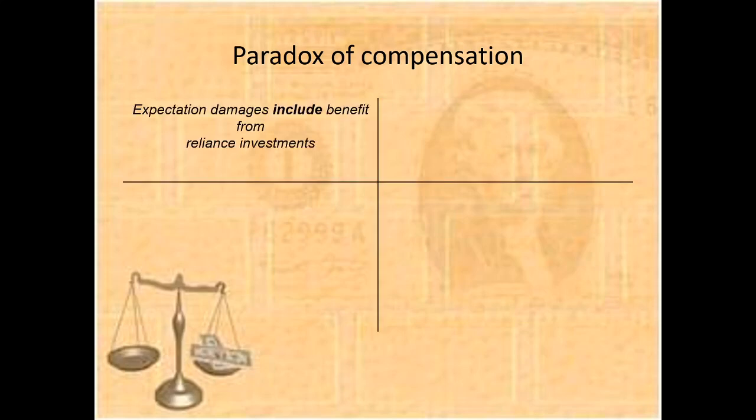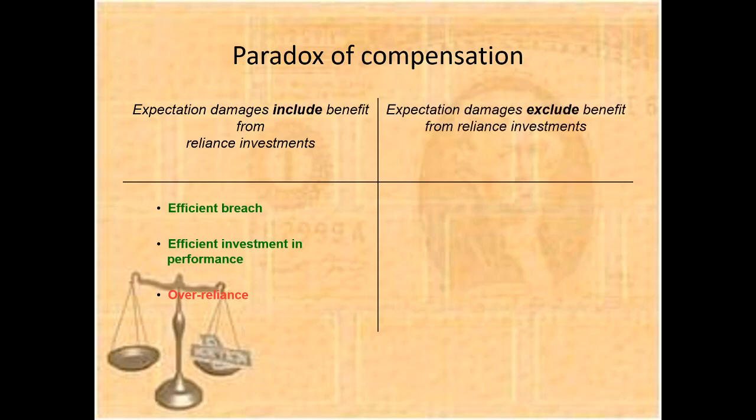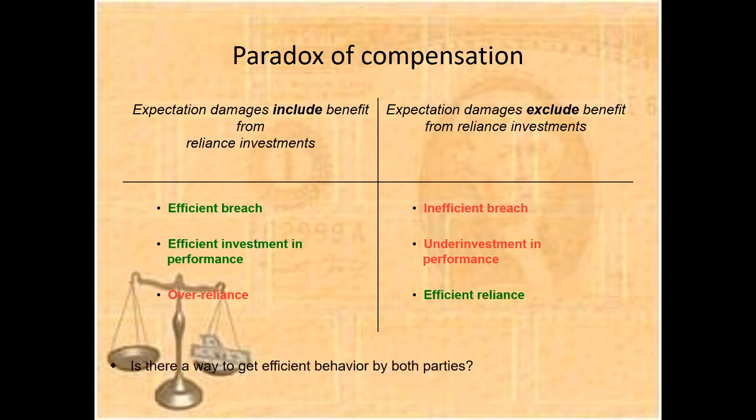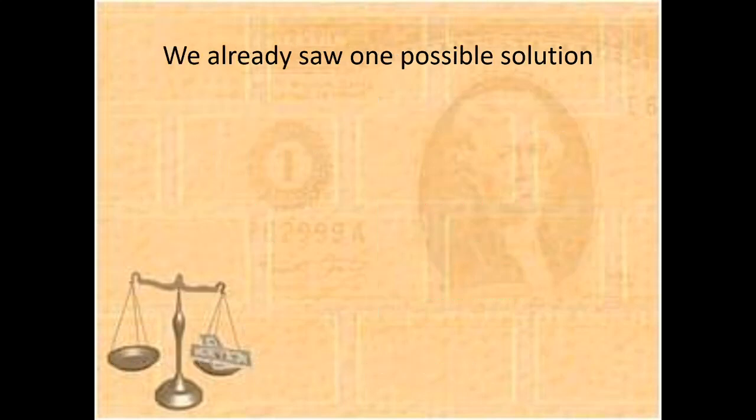So there is also a paradox of compensation in that sense. That is, expectation damage that includes benefit from reliance gives efficient breach, efficient investment in performance, and over-reliance is the result. Whereas expectation damage that excludes benefit from reliance investment, then what happens? Inefficient breach, under-investment in performance, and efficient reliance. So is there a way to get efficient behavior by both parties? Well, this is a very important question.